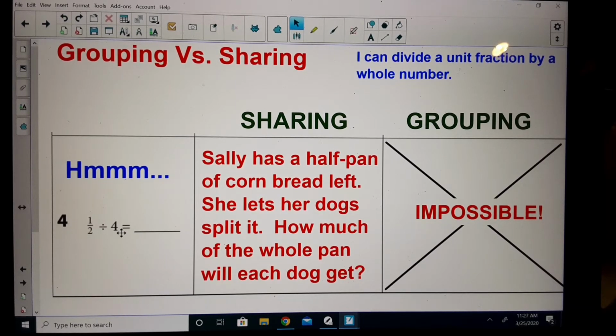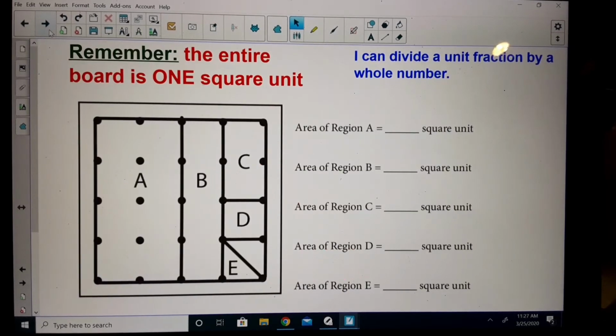If it's the opposite, and you can't decide if it's fraction first or whole number first, if it's a grouping situation, it must be a whole number divided by a fraction. So keep that in mind as we look at some examples.